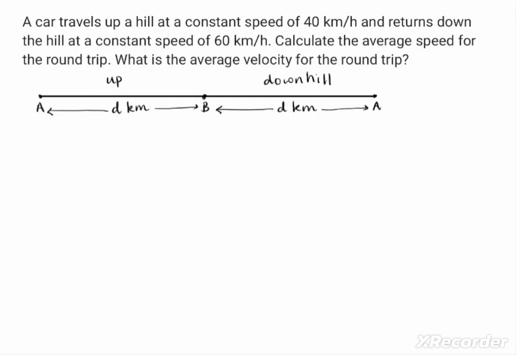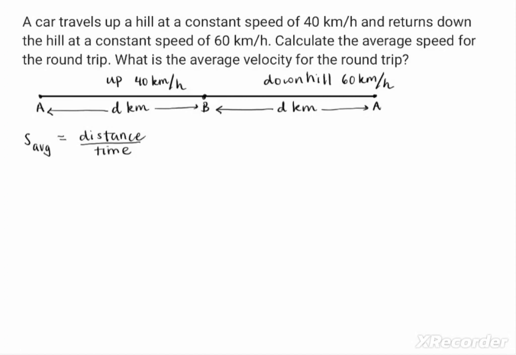What they are telling us is the constant speed. So this up is 40 kilometers per hour, and then downhill is 60 kilometers per hour. So we want to find the average speed of the round trip. So the average speed, which is S average, is the distance over time. So let's look at each part.